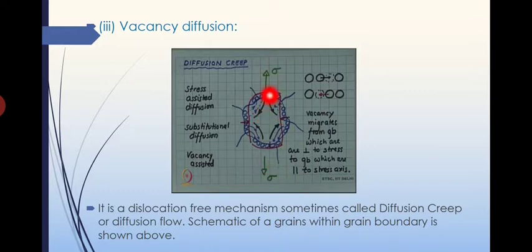So there is a tendency for the grain boundary to deform along this direction. Parallel to the axis of this stress, some deformation tendency for the grain boundary will be there.